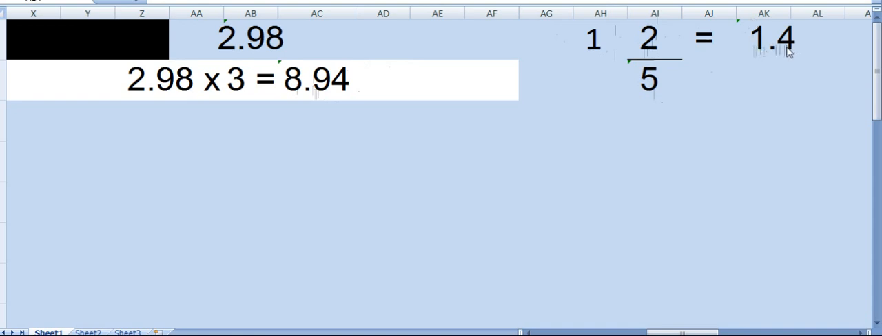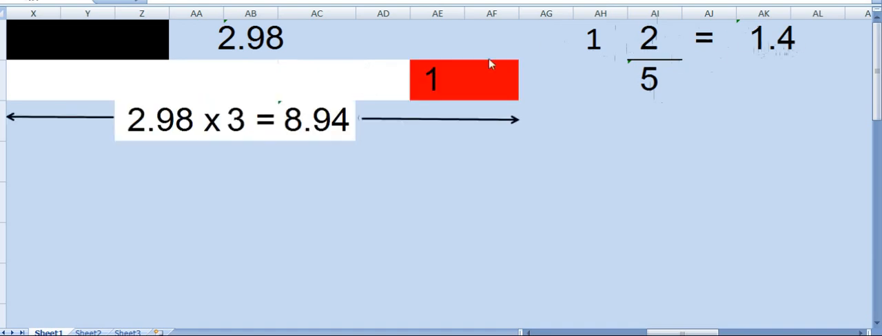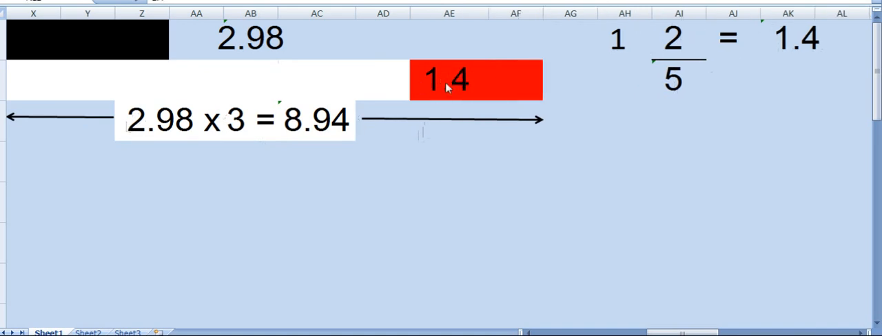So what do you mean? Out of 8.94, Neha used 1.4 meters to tie the parcel. Total is 8.94 and what she has used is 1.4. So what is remaining now? What remains is 8.94 minus 1.4, that is 7.54.